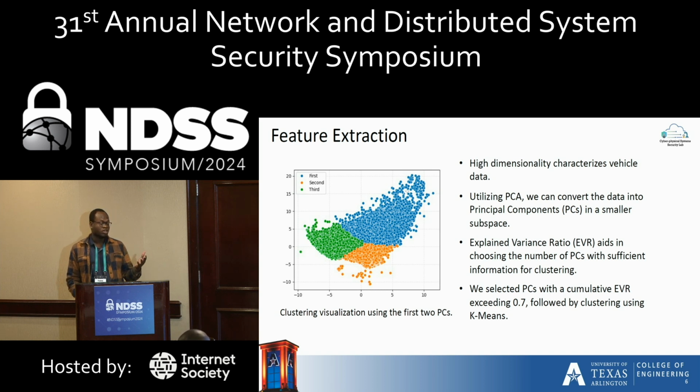So you need to choose the number of PCs that would explain the maximum variance in the data, that would capture enough information in the data. And so we use the cumulative explained variance ratio, and choose the number of components once the cumulative explained variance ratio reaches at least 0.7, and then we use those components for clustering.